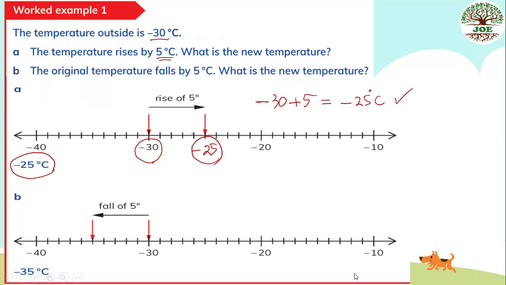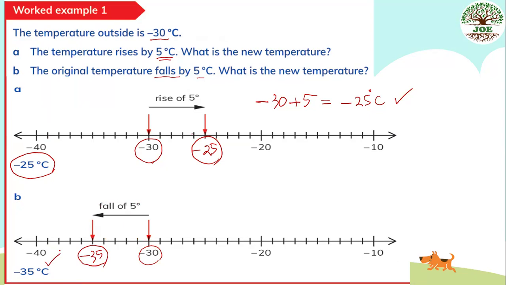And part B, the original temperature falls by, it is cooler, 5 degrees Celsius. What is the new temperature? Our recent temperature is -30 degrees Celsius. Falls means we have to go to the left. It is cooler. We have to go to the left 5 degrees. So from -30, another 5 degrees to the left is -35 degrees Celsius on the number line. So the answer is -35 degrees Celsius.